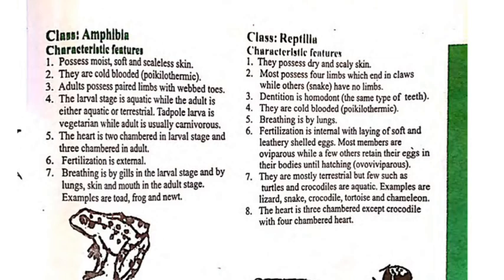They are cold-blooded. Breathing is by lungs. Fertilization is internal with laying of soft and leathery shelled eggs. Most members are oviparous, while a few retain their eggs in their body until hatching, ovoviviparous.